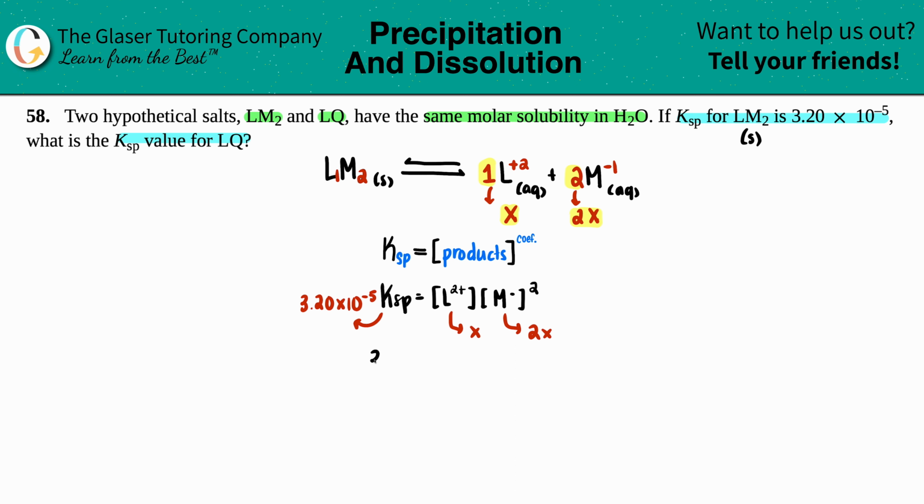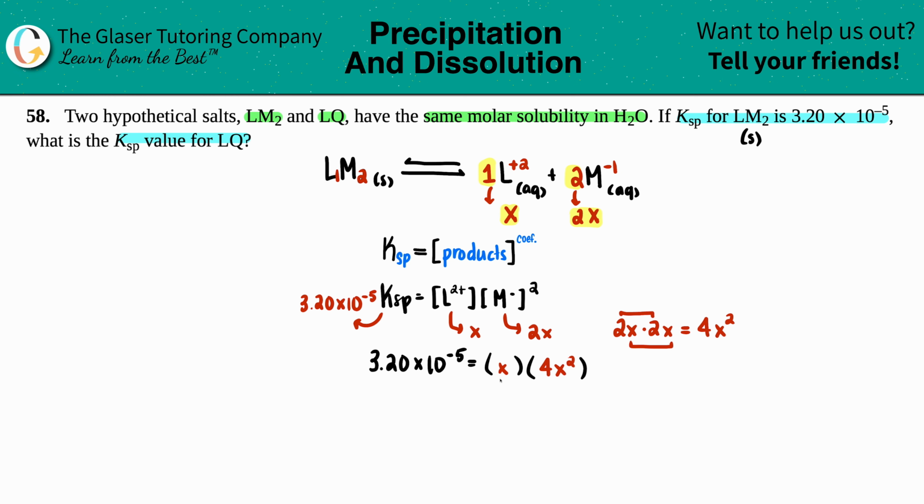So let's go for it. 3.20 times 10 to the negative fifth equals X times 2X squared. Let's work on the 2X squared. Remember, anything that's squared just means that you have 2 of the things that you have in the parentheses. So you have 2X times 2X. 2 times 2 is 4, and you picked up a total of 2 X's. So (2X) squared is just the same as 4X squared.